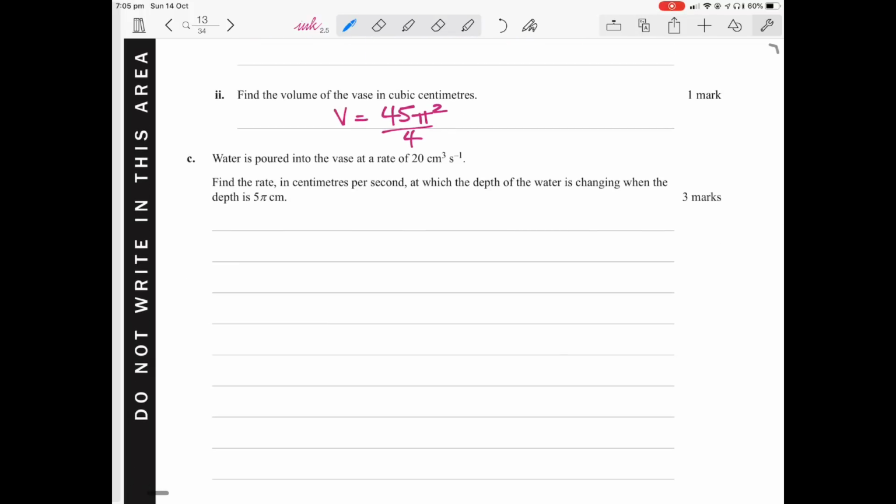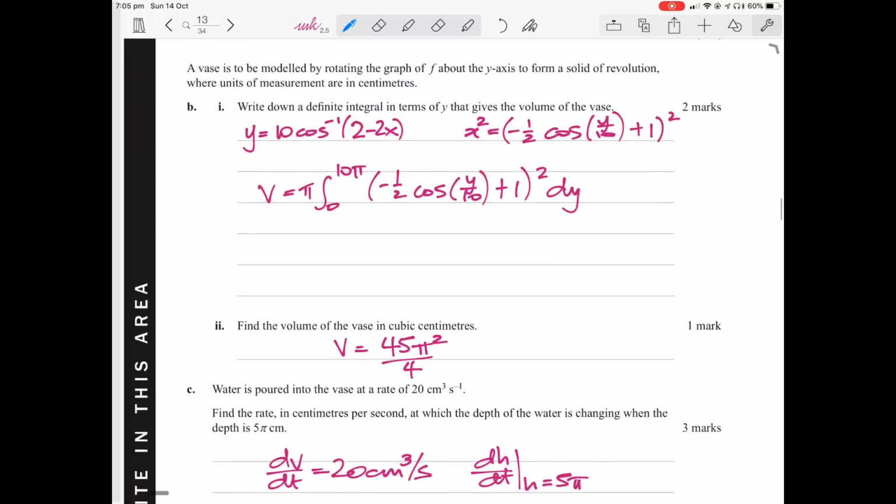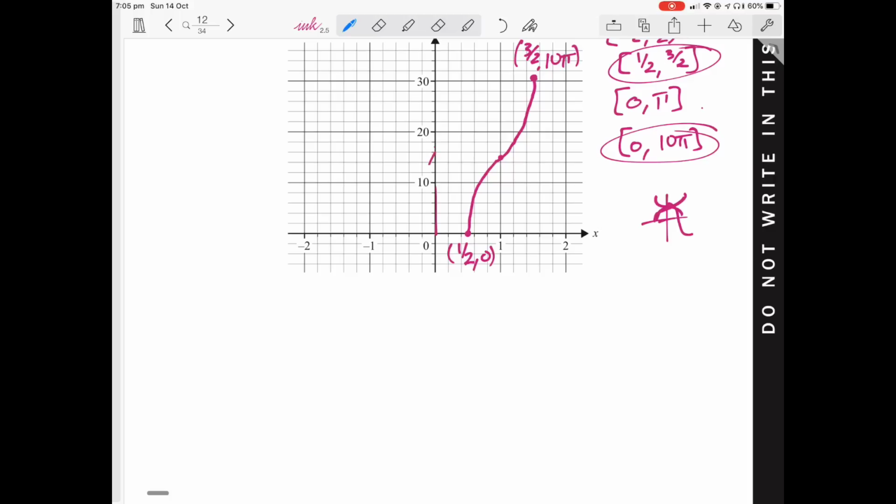Okay, water is poured in at a rate of 20 centimetres cubed per second. So that's dV/dt is 20 centimetres cubed per second. Find the rate at which the depth of the water is changing, so we'll say dh/dt, given h equals 5 pi. So we need dV/dh, which is, yeah, h is y in this.